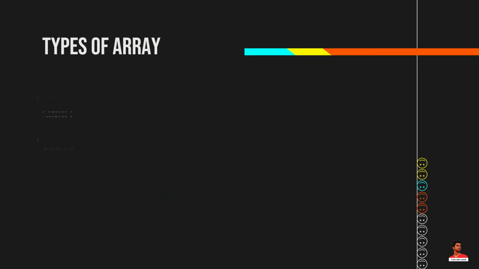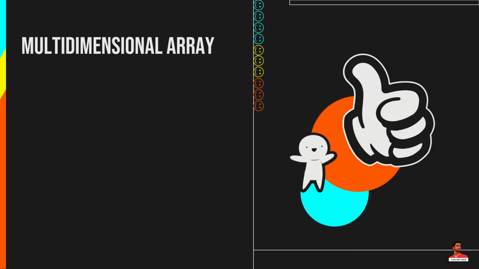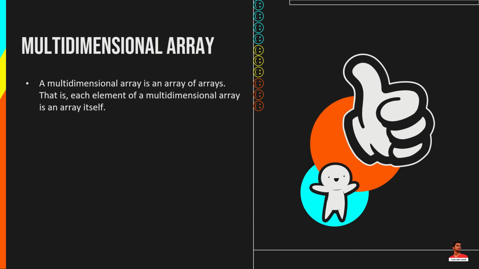Arrays we have mentioned till now are called one-dimensional arrays. However, we can declare multi-dimensional arrays in Java. A multi-dimensional array is an array of arrays. That is, each element of a multi-dimensional array is an array itself. Syntax of multi-dimensional array.